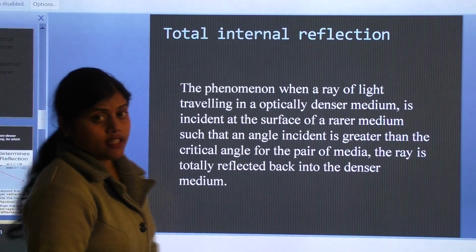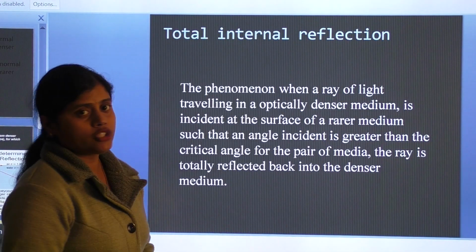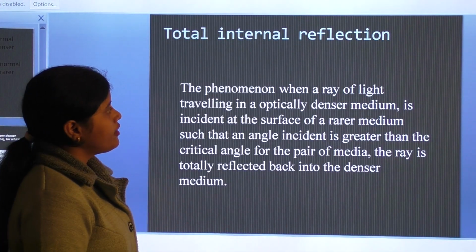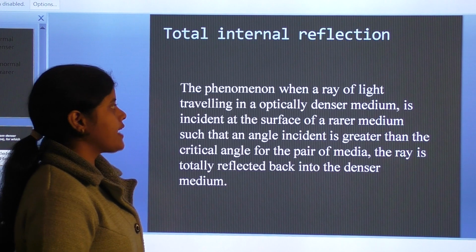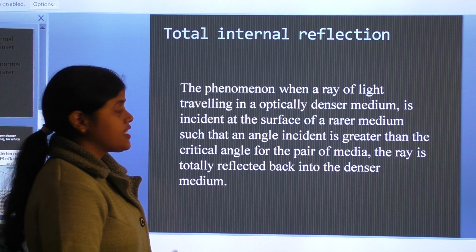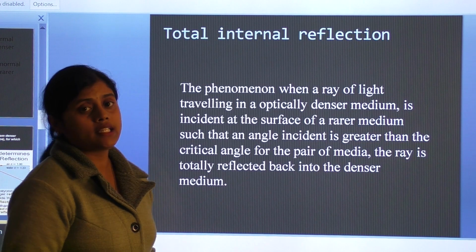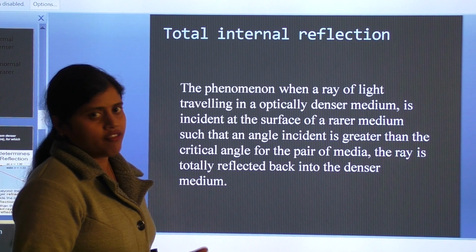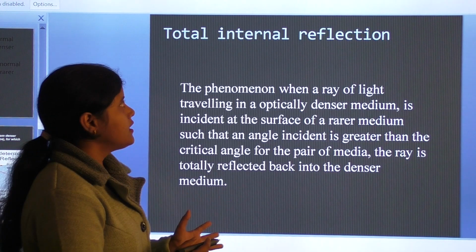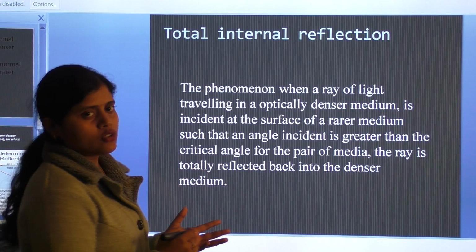So then we conclude that total internal reflection is the phenomenon that occurs when a ray of light traveling in an optically denser medium is incident at the surface of a rarer medium in such a way that the angle of incidence is greater than the critical angle. Then the light is reflected back into the denser medium. That is the phenomenon of total internal reflection.